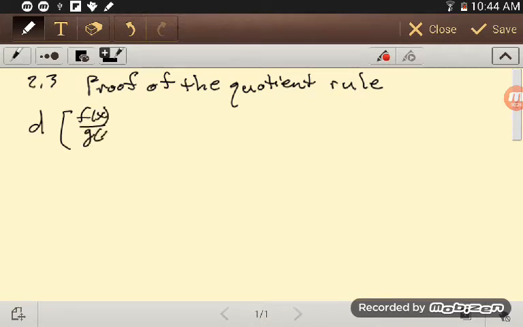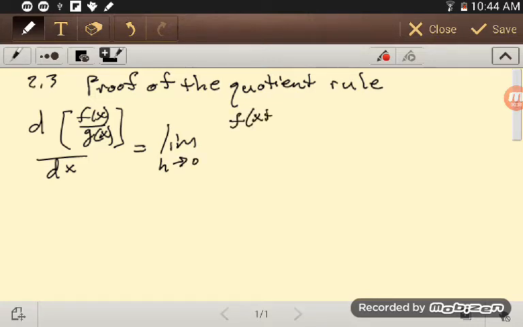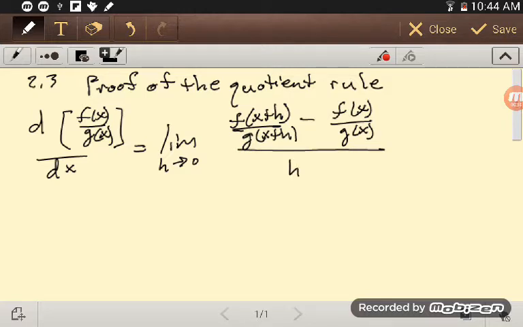with respect to x, and that is our limit as h goes to 0 of f of x plus h over g of x plus h minus f of x over g of x, and that's all over h.